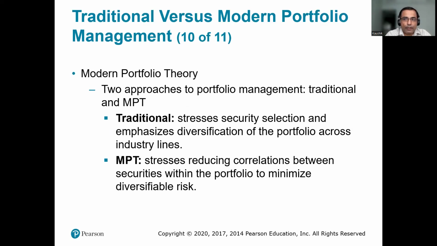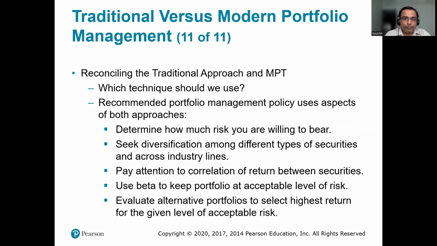So we have two approaches to portfolio management. Traditional management is about diversifying across different industry sectors and selecting the blue chip companies. Modern portfolio theory is about looking at the characteristics of different assets, combining them, and then trying to find an optimal portfolio. So how do we reconcile or combine these two approaches so that we have a feasible approach for investors?